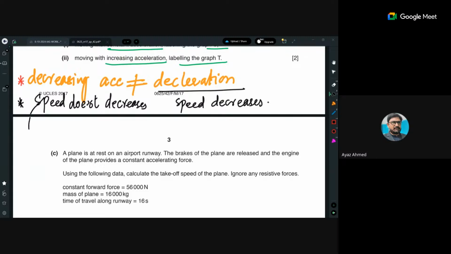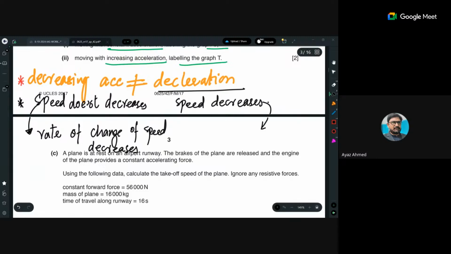Here decreasing acceleration means the rate of change of speed or rate of change of velocity decreases. Rate of change of speed decreases. I will explain, I think you people have not understood this in kinematics. And what about this one? Speed decreases is very obvious, that the body is slowing down. Look, slowing down is something different.